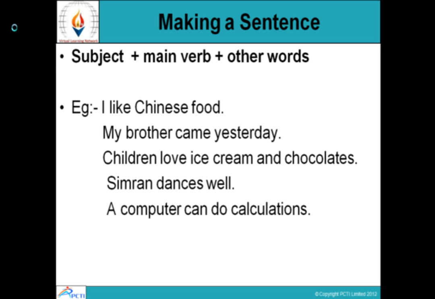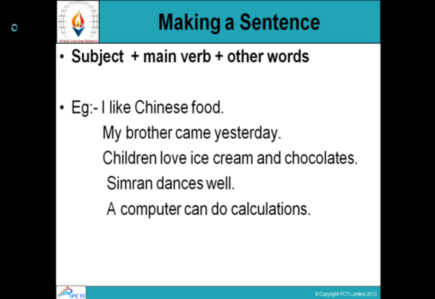My brother came yesterday. My brother, the subject, came, action, indicating past tense, yesterday, giving us the detail of the time of the action, which is covered in other words. These two, when there is no helping verb, and when we want to change them into negative, we would have to provide a helping verb, and that we will see later. For now, this is the third method of making a sentence.